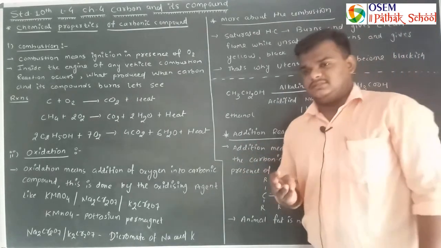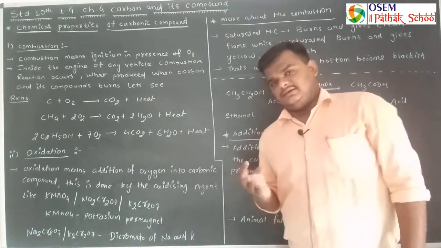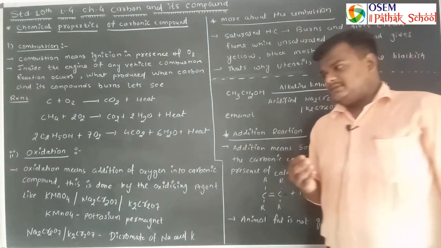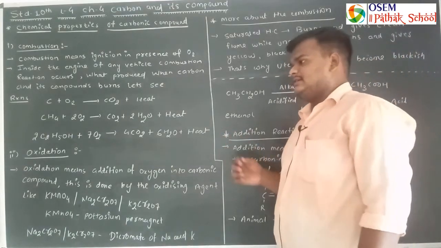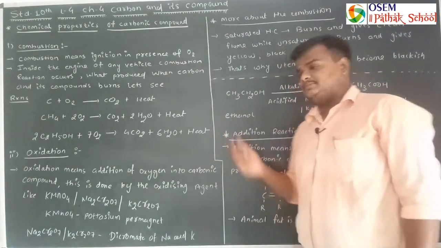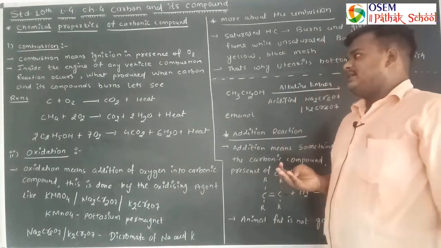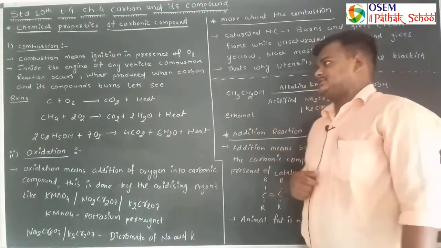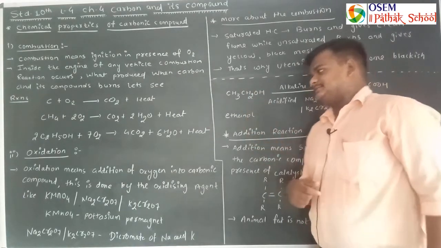First is combustion. Combustion is related to the ignition of carbon compounds. If we ignite a carbon compound, what is generated, that we will discuss in this topic. So the first chemical property is defined by the combustion process, and we will start from the combustion process.